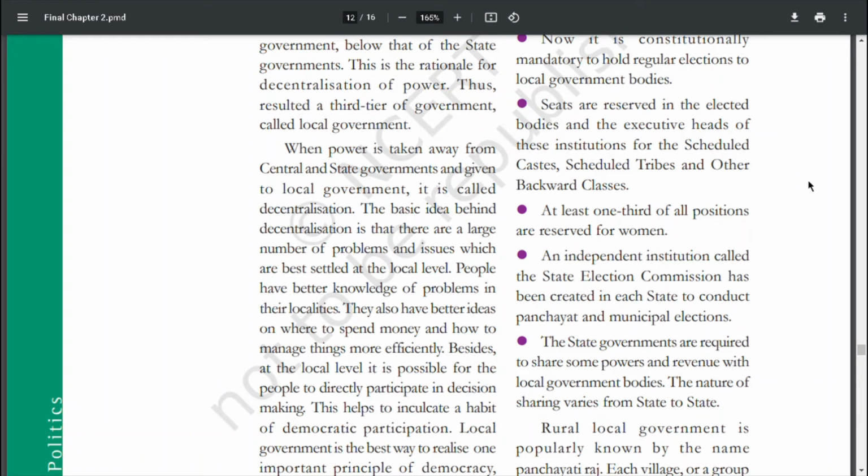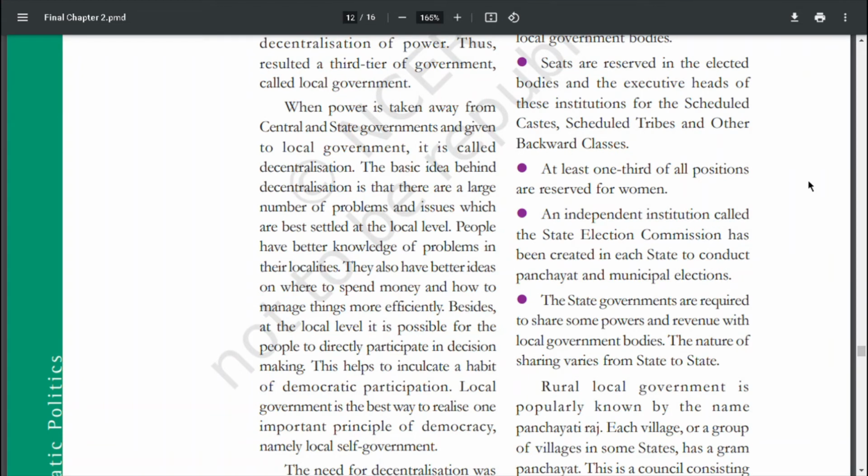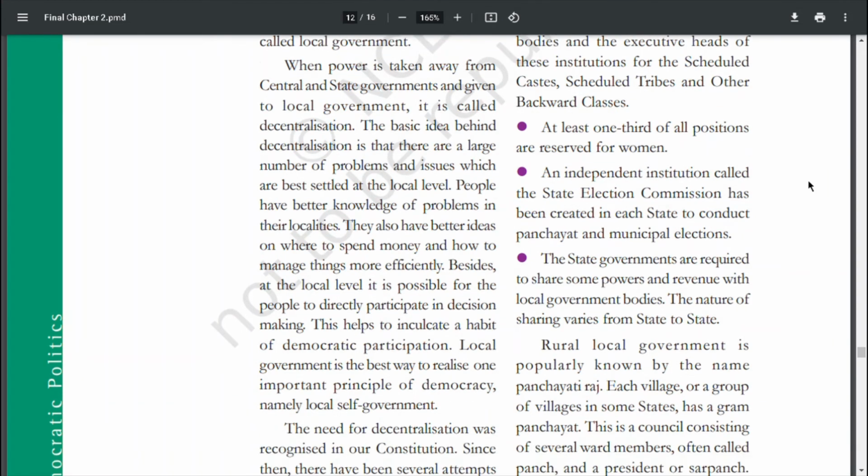The basic idea behind decentralization is that there are a large number of problems and issues which are best settled at the local level. People have better knowledge of the problems in their localities. They also have better ideas on where to spend money and how to manage things more efficiently. Besides, at the local level, it is possible for the people to directly participate in decision making. This helps to inculcate a habit of democratic participation. Local government is the best way to realize one important principle of democracy, namely local self-government.